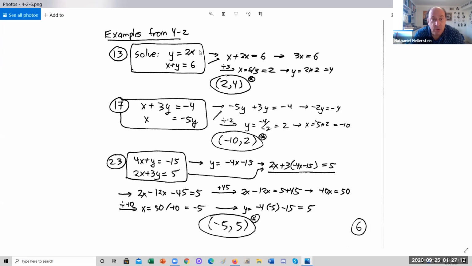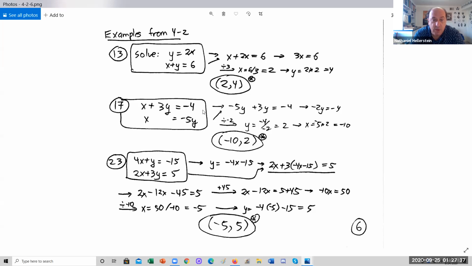We have y equals 2x and x plus y equals 6. So we substitute 2x for this y here. Get x plus 2x equals 6. Therefore, 3x is 6. Divide by 3. x equals 6 over 3, that's 2. y is twice that, y is twice 2, which is 4. So 2 by 4 is the solution. And indeed, 4 is twice 2, and these add to 6.